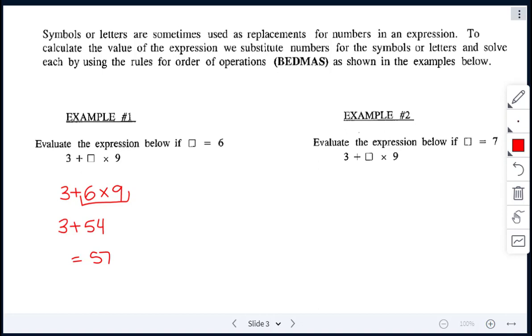So let's take a look at our next example. Again, we have a square representing something in our expression, and we know that the square is equal to 7 this time. So we're going to substitute the 7 right in there for the square. So it becomes 3 plus 7 times 9. Again, it's very similar to the first question. We're going to work on multiplication first. So it becomes 3 plus 63, which is equal to 66. All right, so for substitution, it is still very important that you know your order of operations rules to be able to solve.